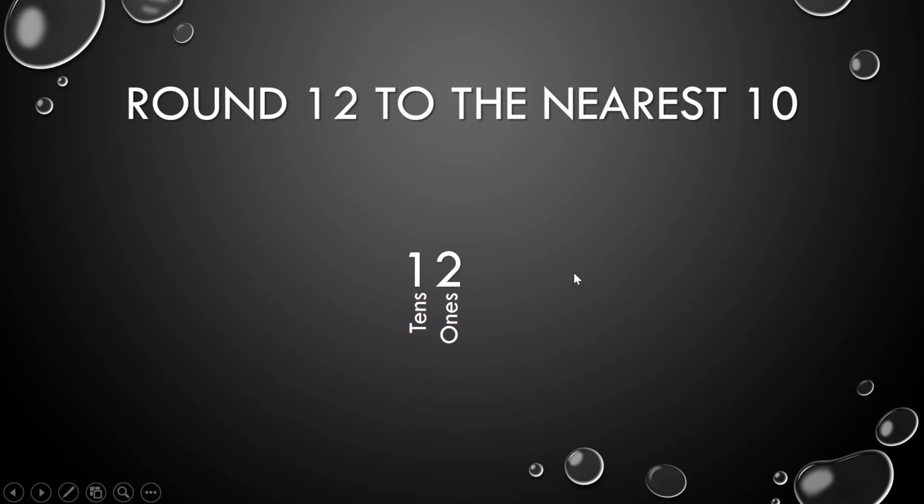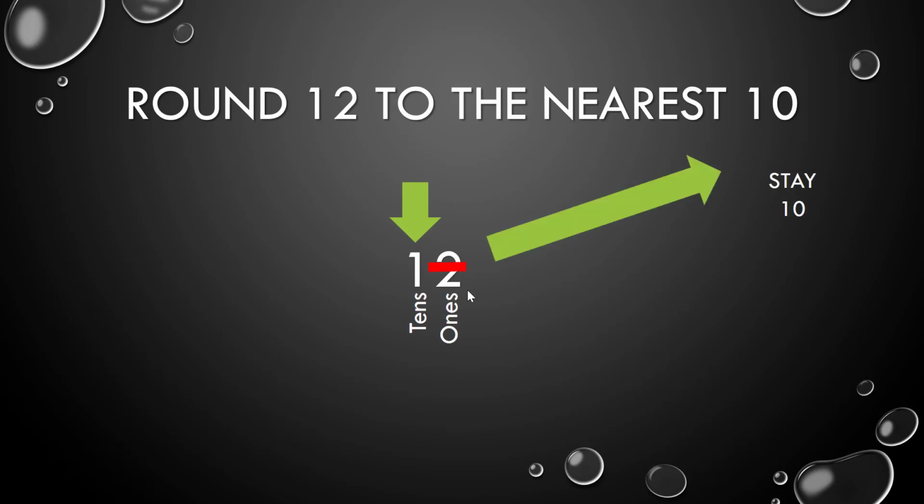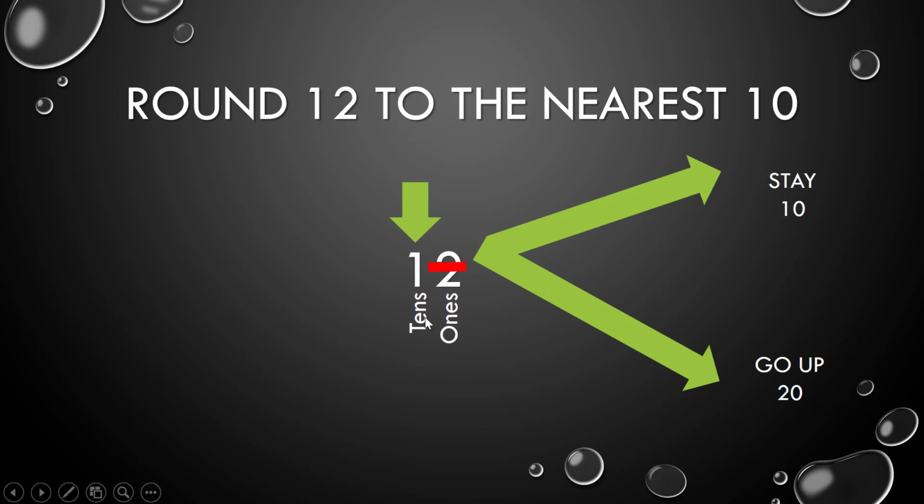So let's start with an example. In this case, we're asked to round the number 12 to the nearest 10. So that means that this number is the only number that's potentially going to stay, and we're going to get rid of this other digit here, which is the 2. So what are our options? Well, we can either stay with a 1 here, so that would be 10, or we can go up to the next digit, which would be 2, and that would make this 20.